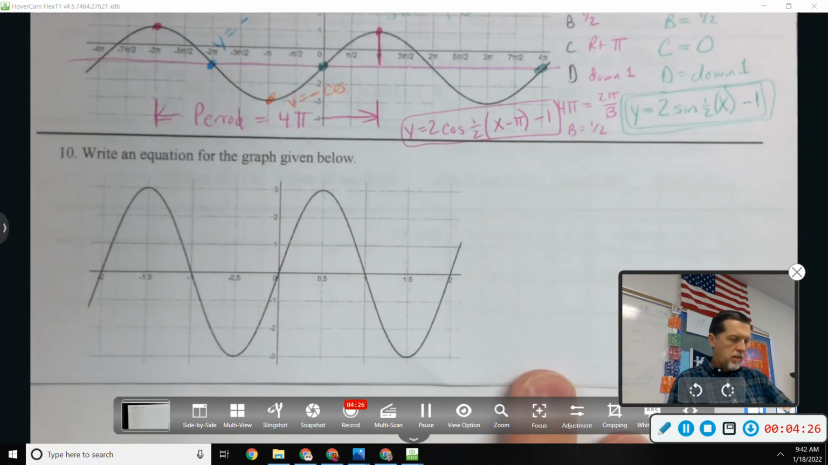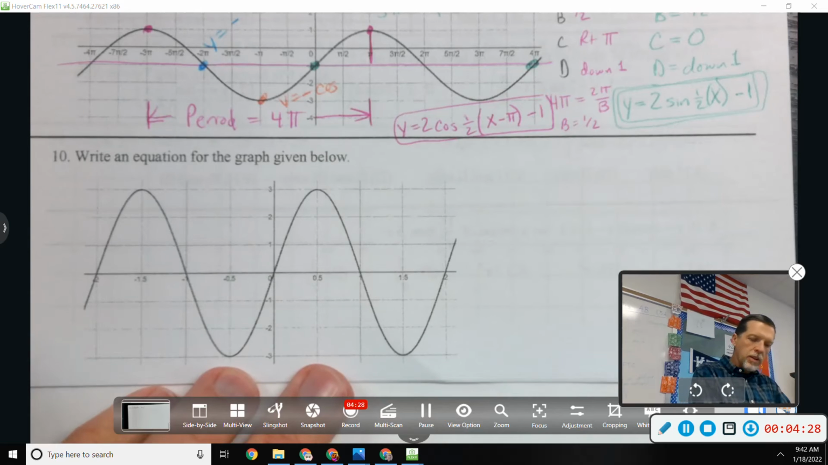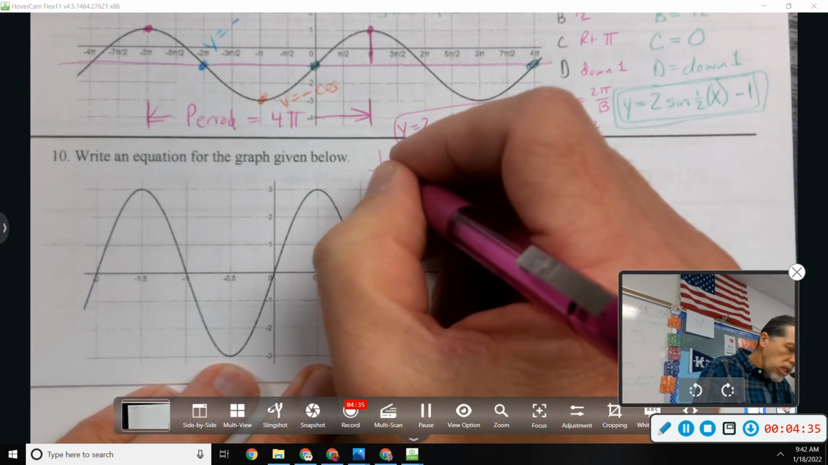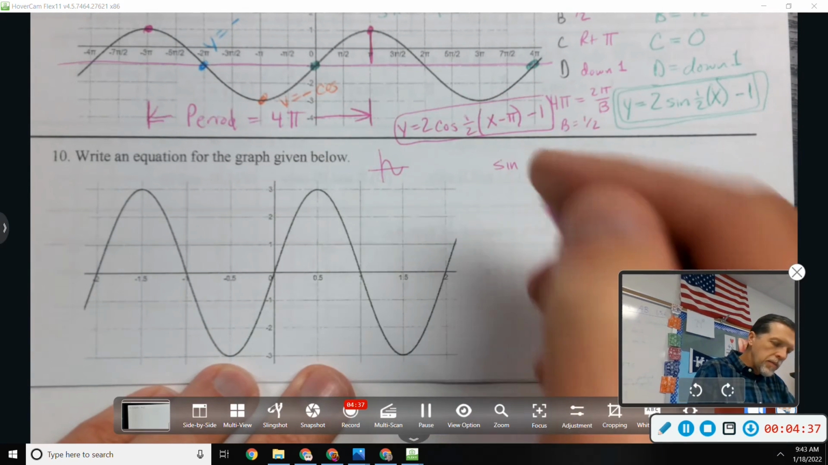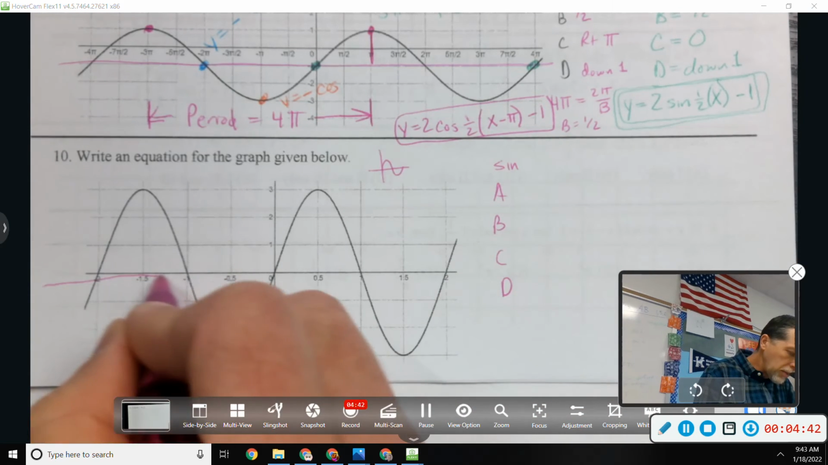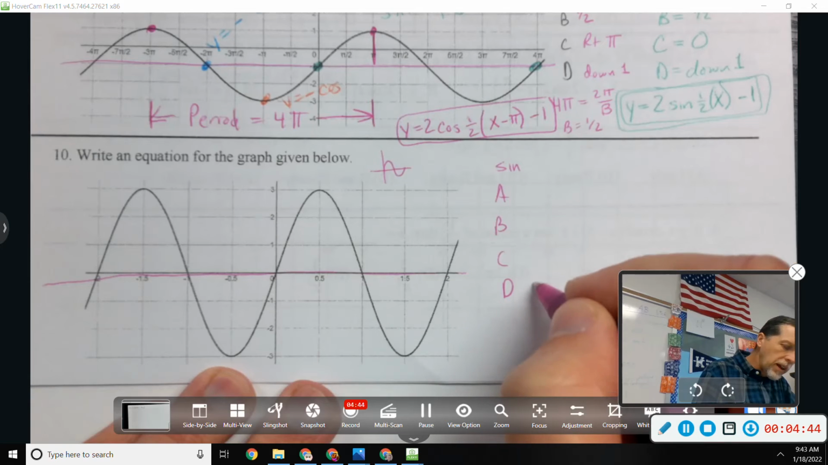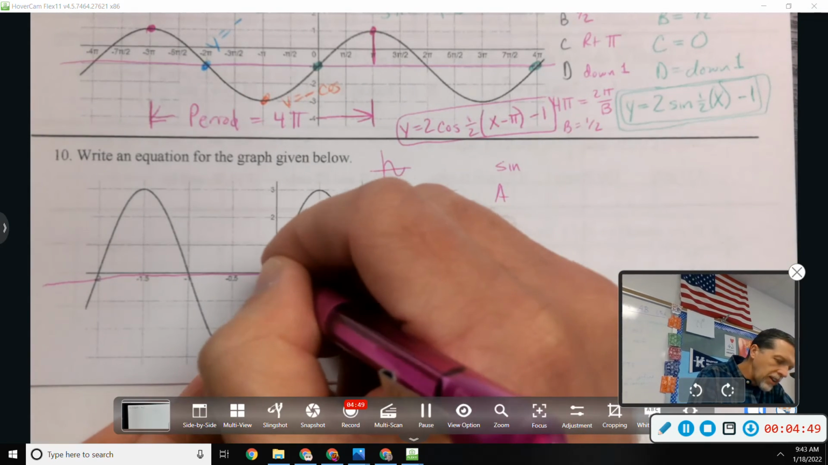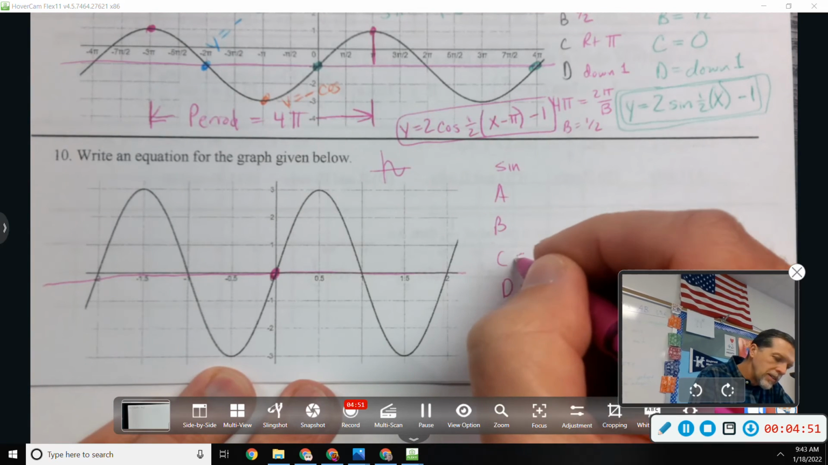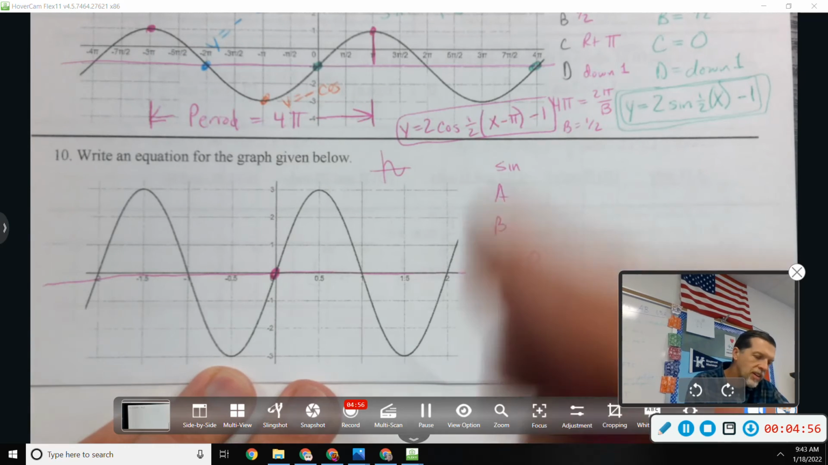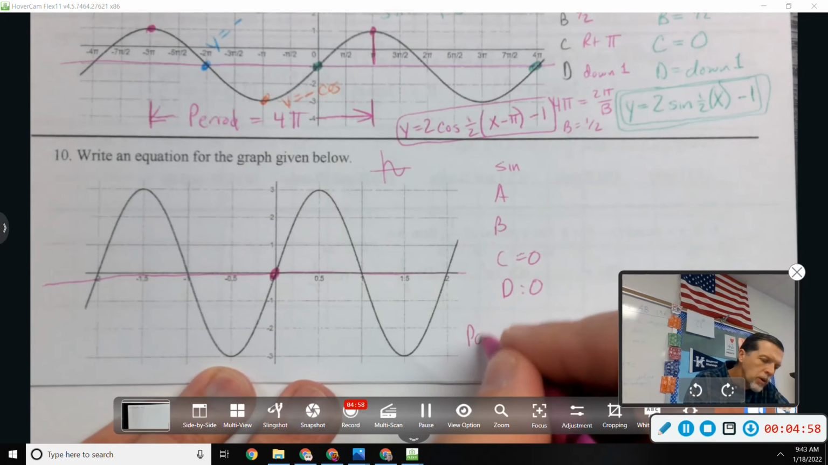Number 10, same type thing. Write an equation for the graph given below. Well, that one looks like a sine wave, so I'm gonna approach that as a sine wave. So again, A, B, C, D. The midline hasn't been moved; it's at 0. We have not gone up or down at all, so D is 0. We're gonna start right there, so there is no phase shift, no left-right shift. The period is 2.